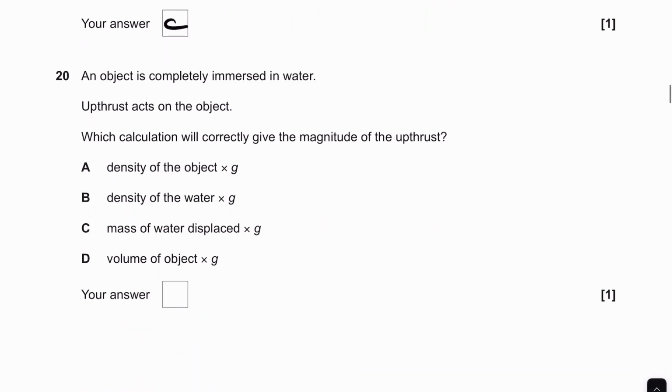Question number 20. An object is completely immersed in water. Upthrust acts on the object, and which calculation will correctly give me the magnitude of the upthrust? We know that upthrust is equal to the weight of the object, which is equal to m times g, or the mass of the water displaced times by the gravity. So C is the answer.